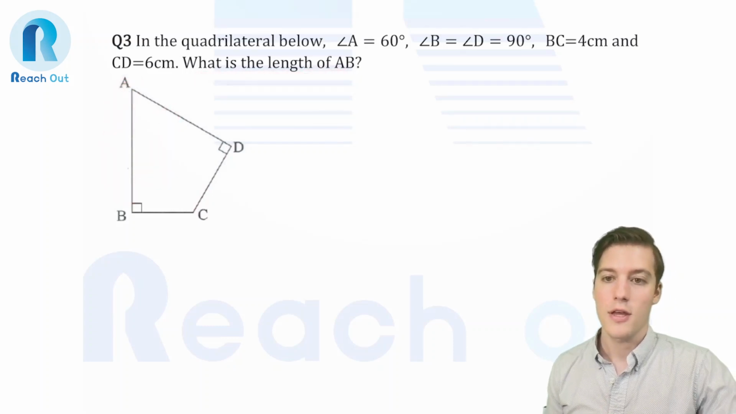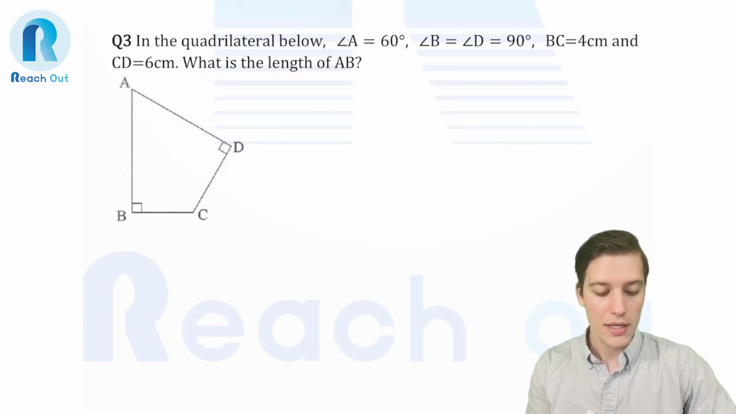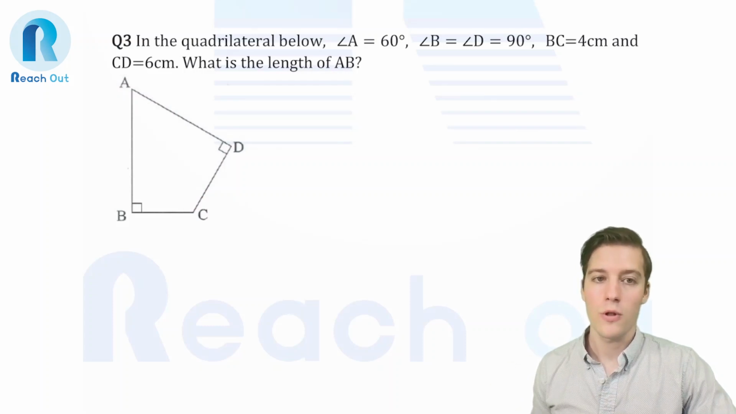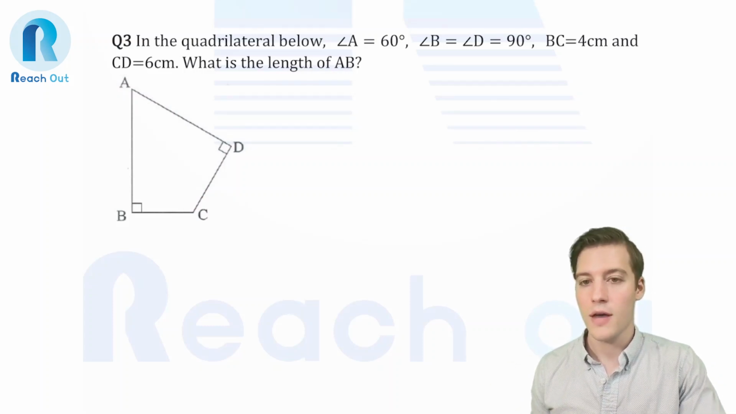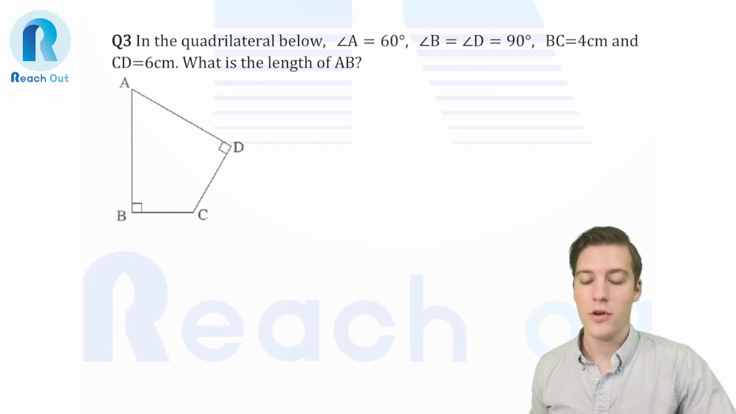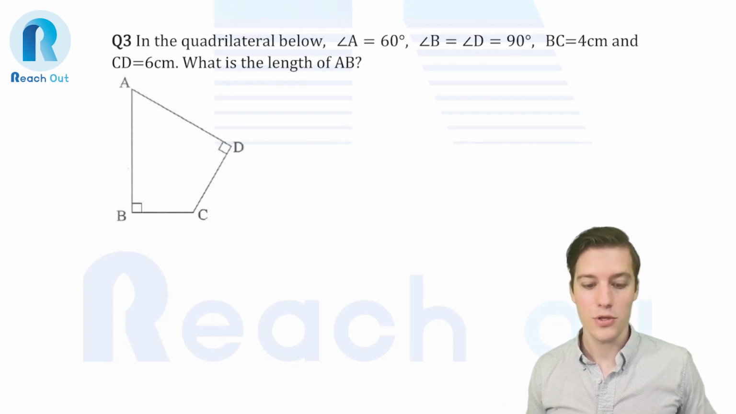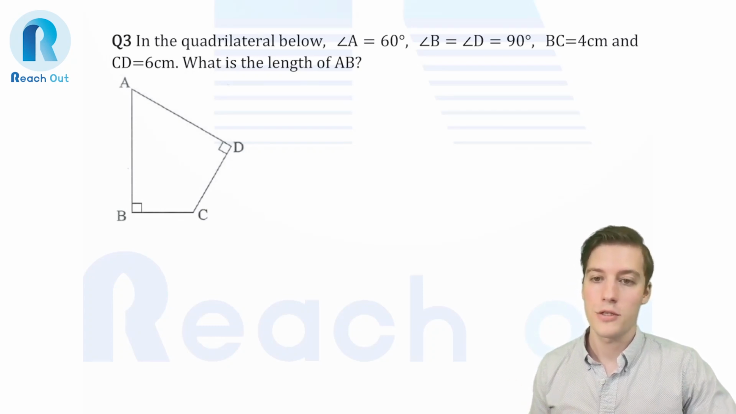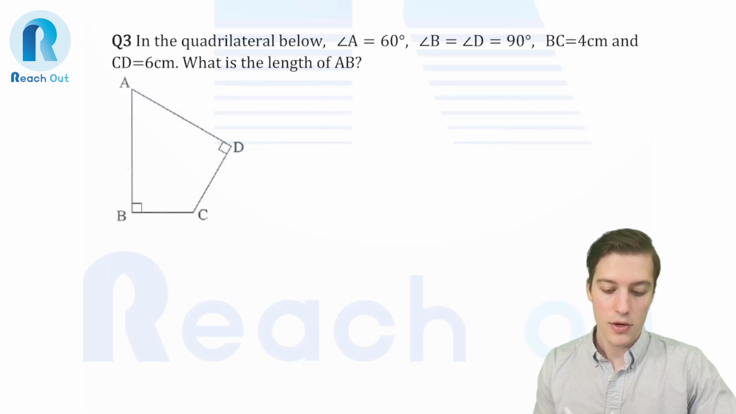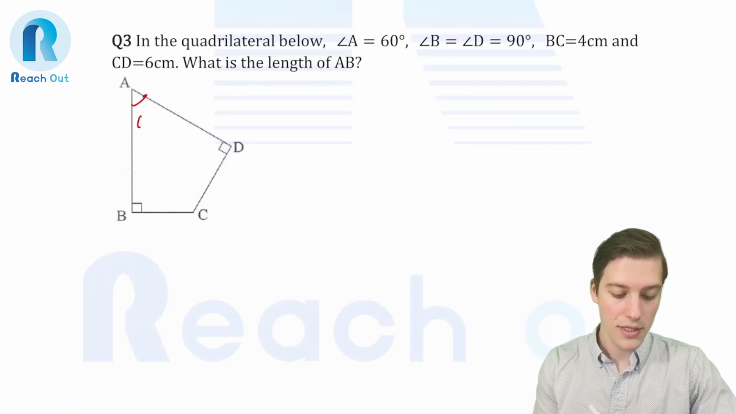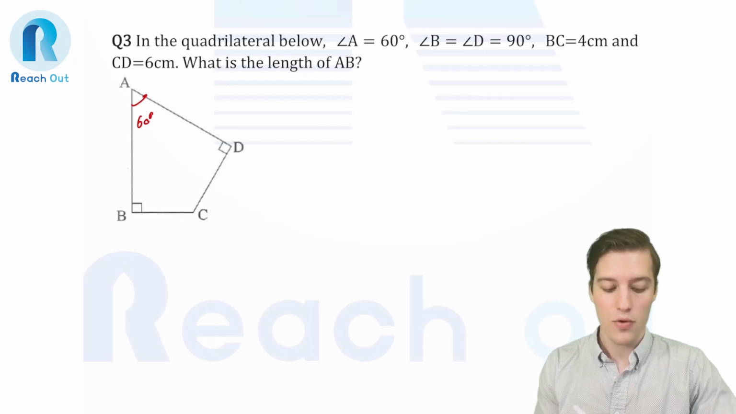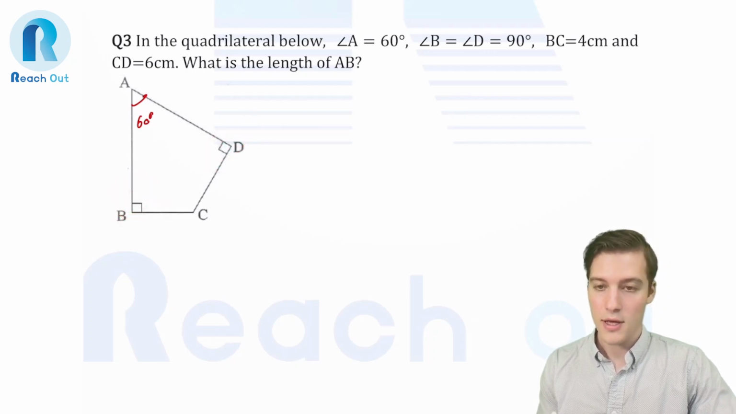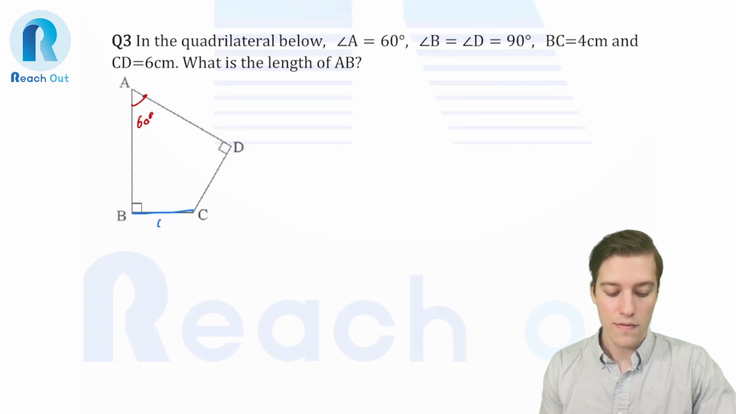So what's this length? Before step one, I will ask you to pause the video and you can have a go at this, or you can let your child have a go at it before I share the solution. The first thing I'm going to do is fill in information on the diagram which has not been provided in the question. So angle A is 60 degrees, angle B and angle D have both already been filled in for me. The length of BC is equal to 4, and CD is equal to 6.